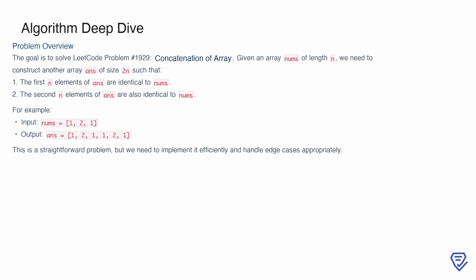In this problem, we're tasked with solving LeetCode number 1929, where the objective is to create a new array ANS that's twice the length of the given input array nums. The first half of ANS should be identical to nums, and the second half should also repeat the elements of nums. For example, if the input array is 1, 2, 1, the output array should be 1, 2, 1, 1, 2, 1. This is a simple problem conceptually, but it's important to implement the solution efficiently while accounting for edge cases, such as empty input arrays or very large arrays. Let's break this down step by step to understand how we can construct the result array accurately.